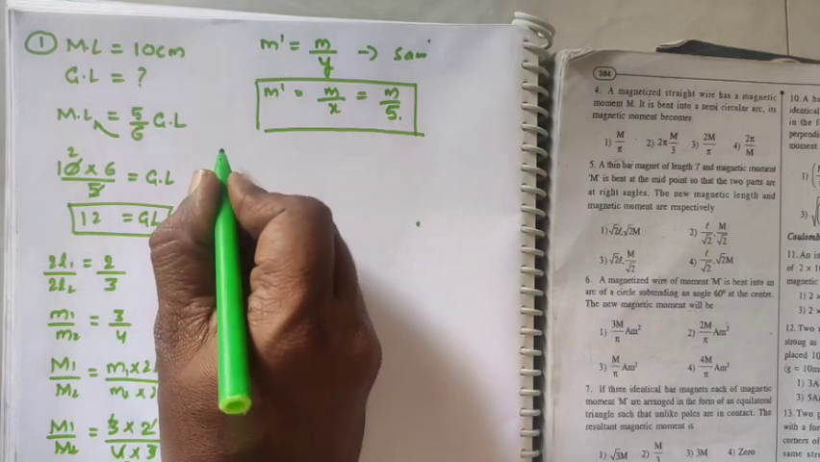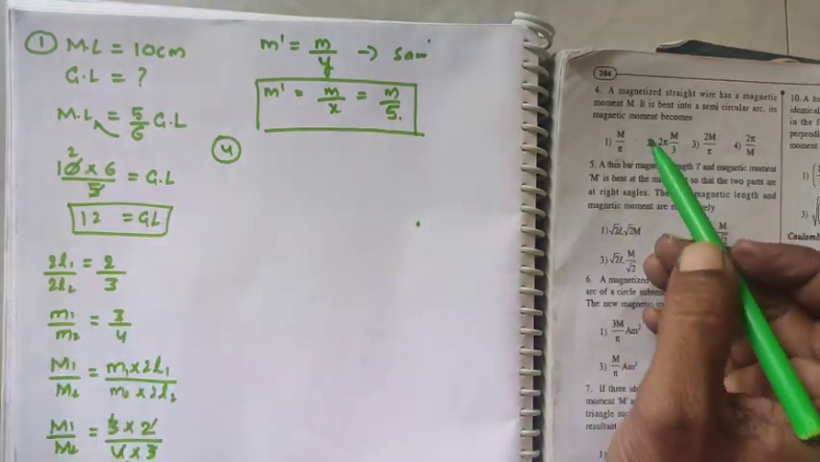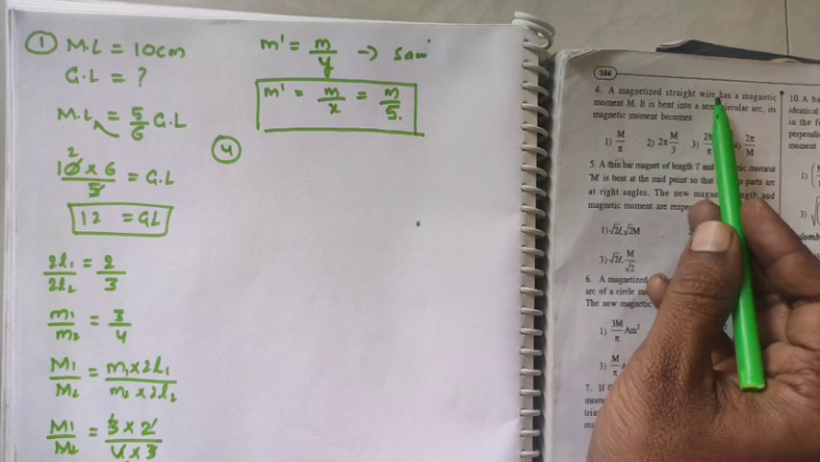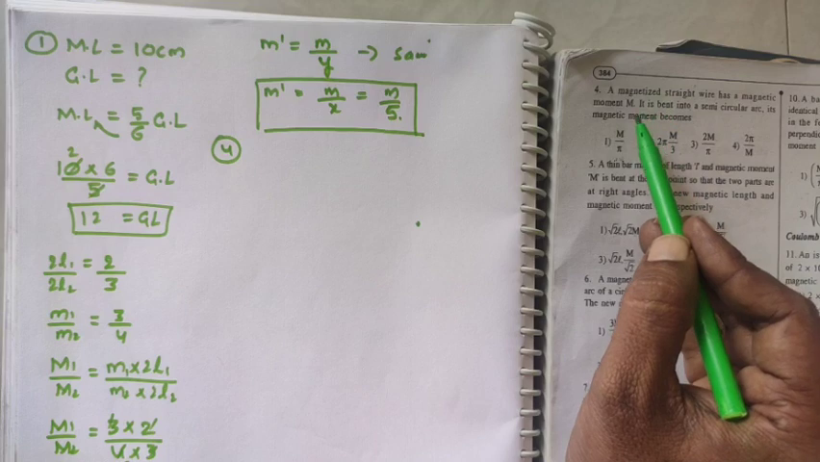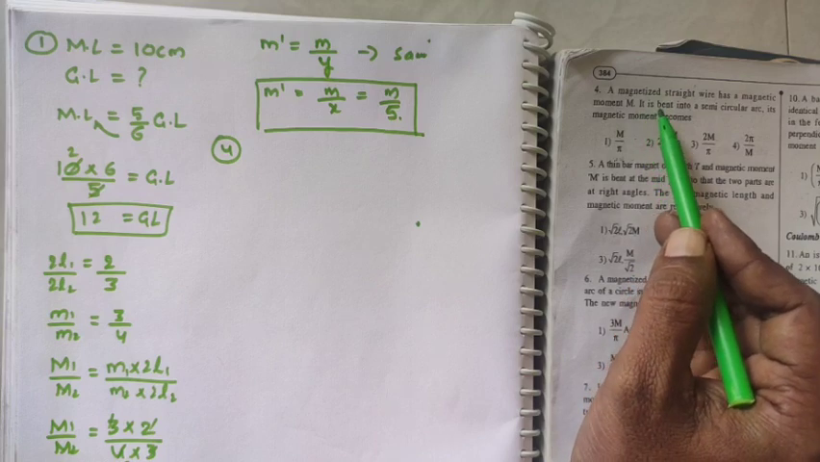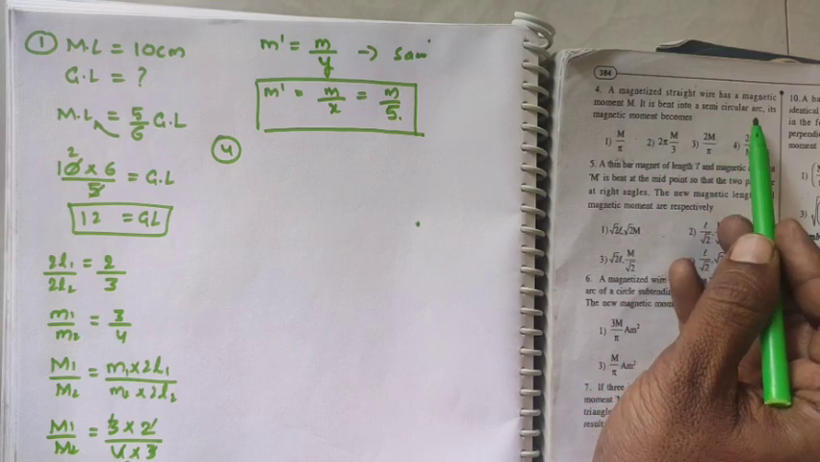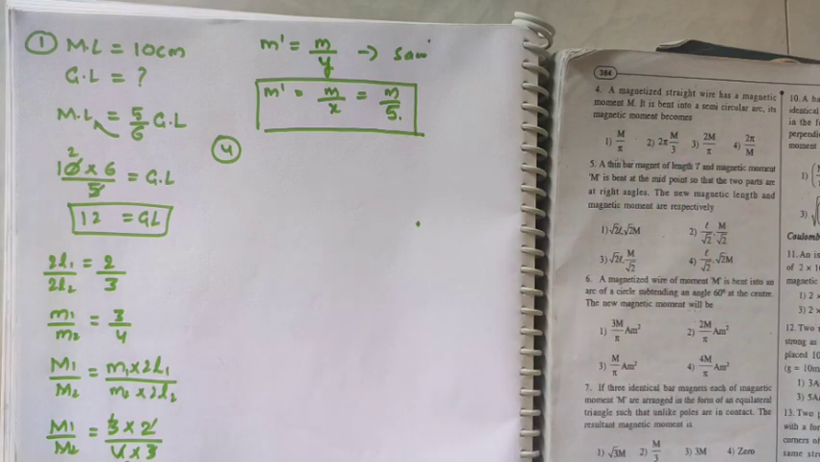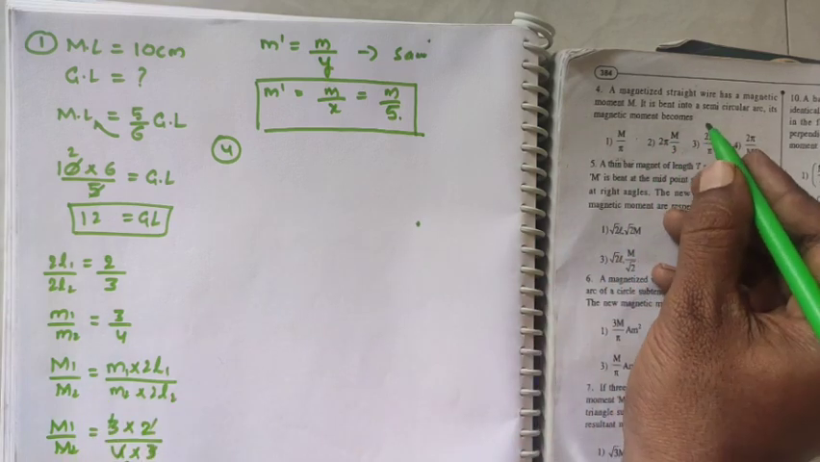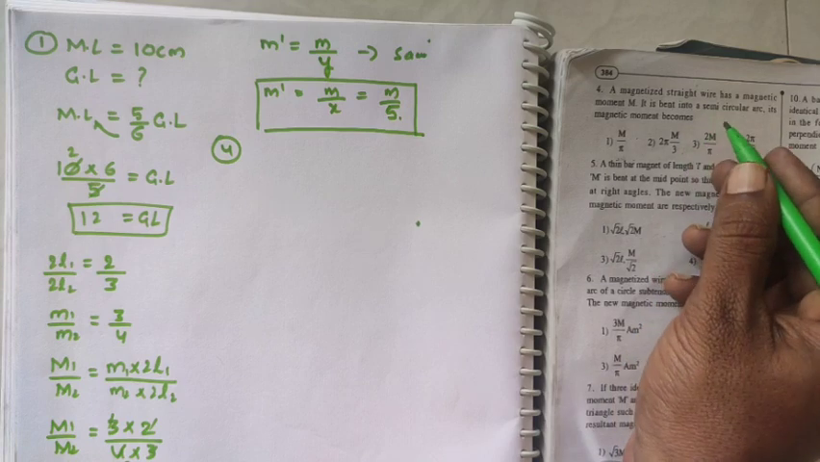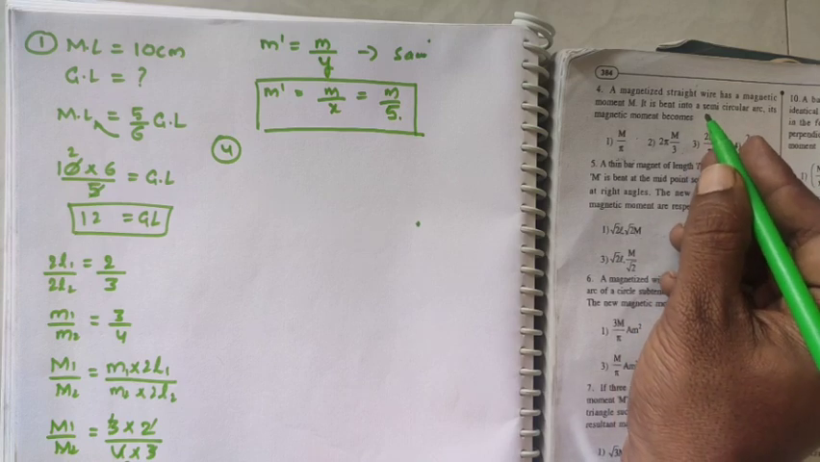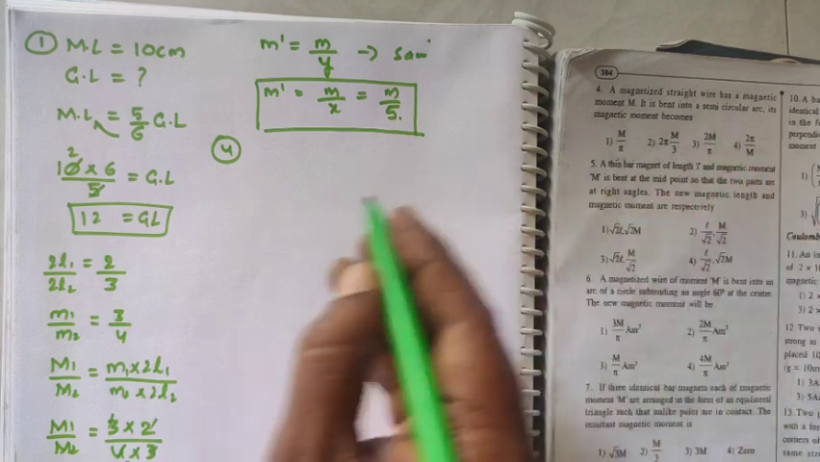Okay, look at the next, fourth question. A magnetized straight wire has a magnetic moment M. One straight wire is there, its magnetic moment is M. It is bent into a semicircular arc. Its magnetic moment becomes, look here, semicircle means theta value I can take as pi. A total circle means 360 degree, that is 2 pi. Semicircle means that is pi.